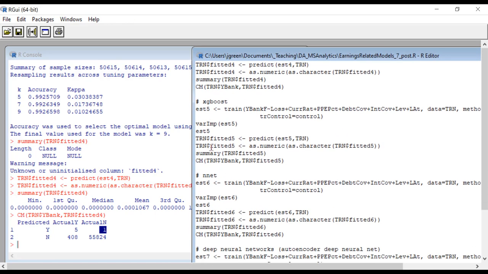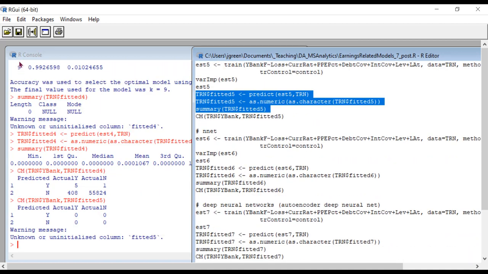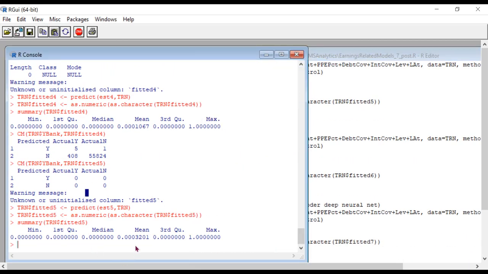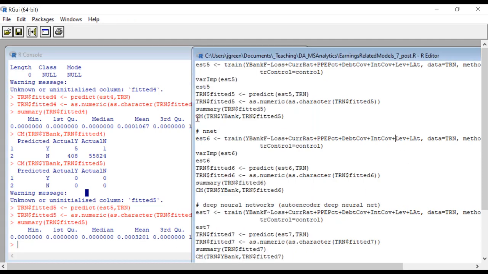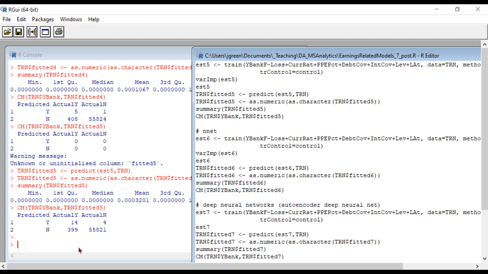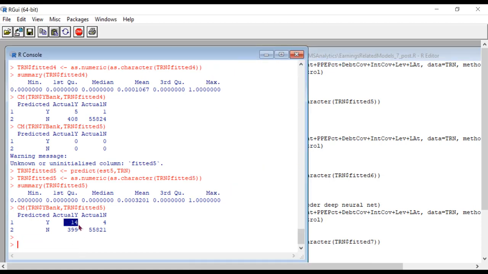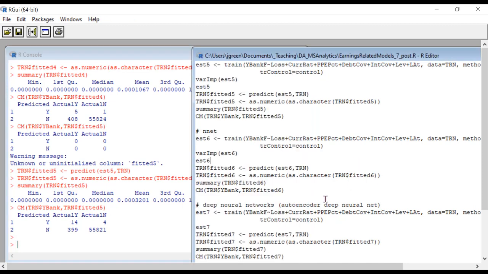We can do the same thing with XGBoost. Let me run this, and it looks sort of similar again. And what happened here? Well, we get 14 that we predicted were going to be bankrupt that actually went bankrupt, and now we've got 4 that we predicted were bankrupt and were not. So maybe getting 14 allows us to be okay with getting 4 wrong, but ideally we would like all of these to be predicted correctly, and we're kind of not there yet.